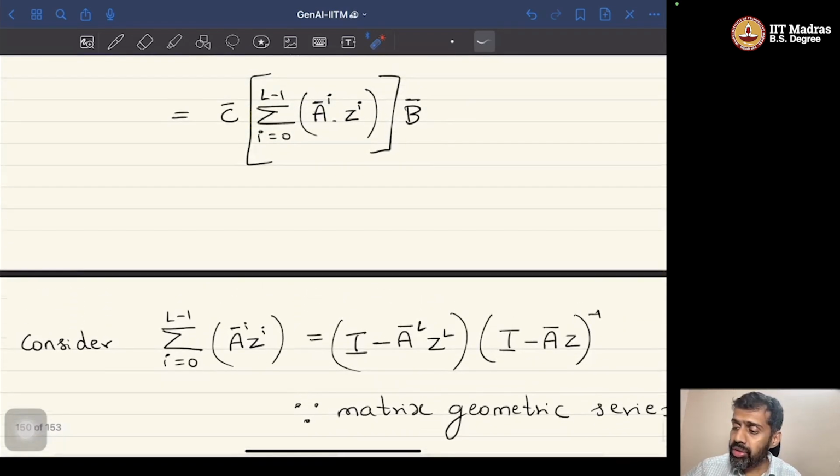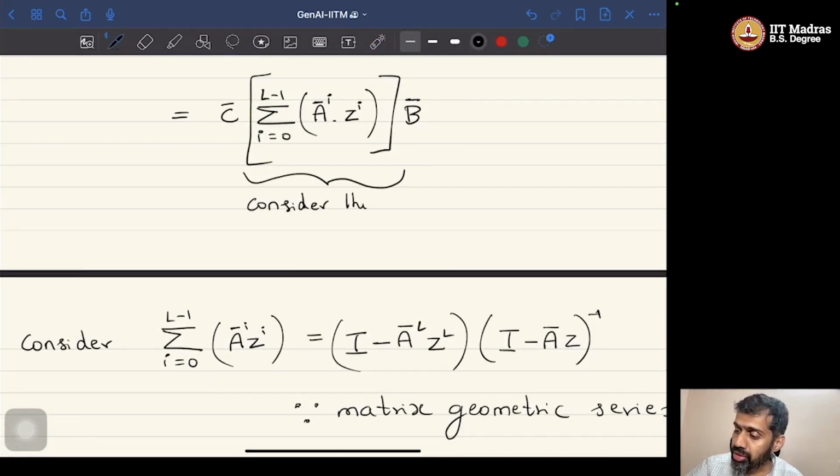Okay, now why did we do that? Let us only consider this particular expression. The goal is to somehow get rid of the summation here and write it in terms of inverses instead of powers of a bar here. So that is the goal.